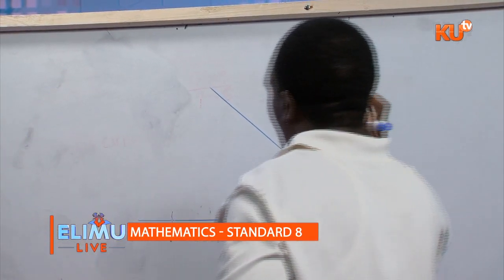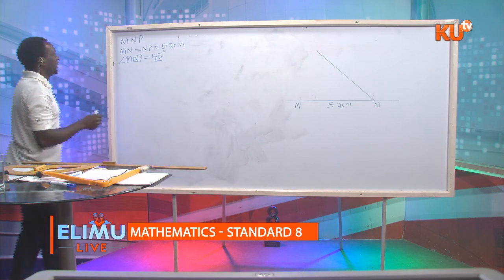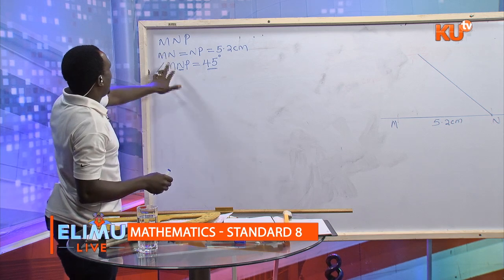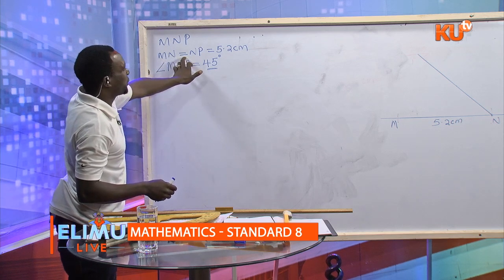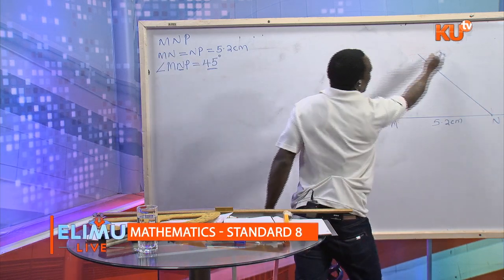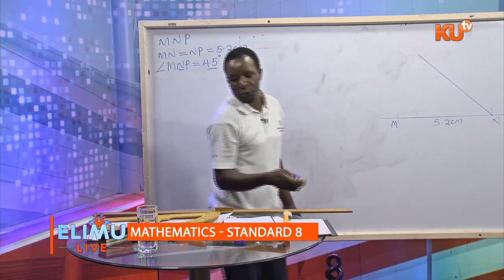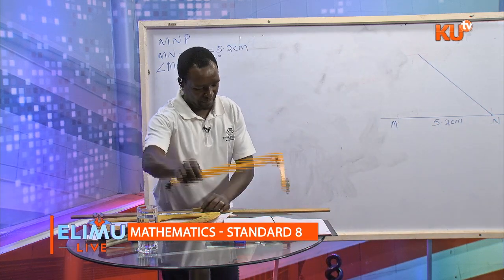You have your line like that. Then come back to your information. We have MN is equals to NP. So from N to where we have P, we don't know where P is. We measure 5.2 centimeters.